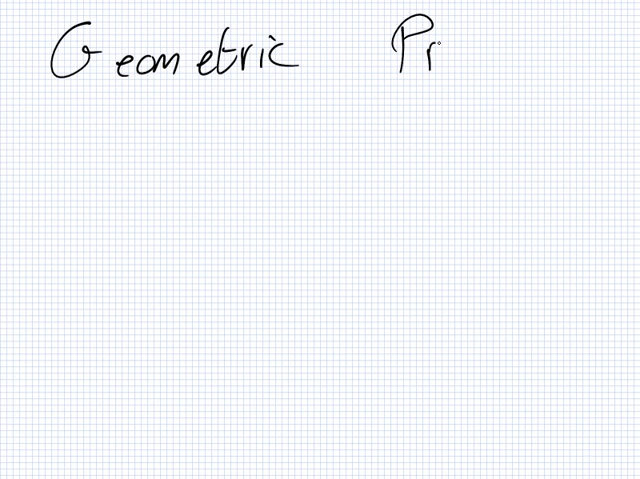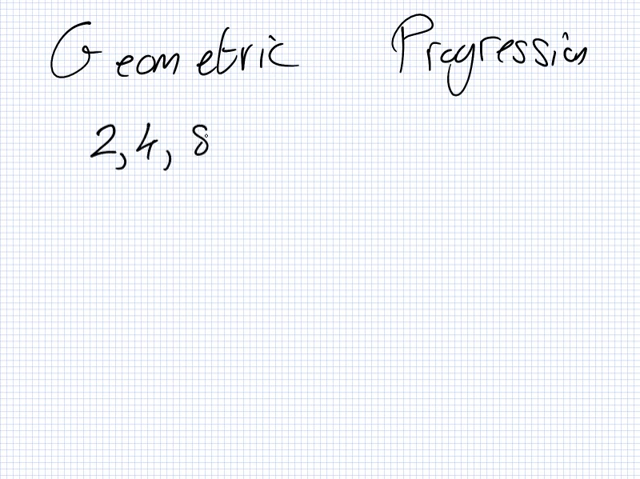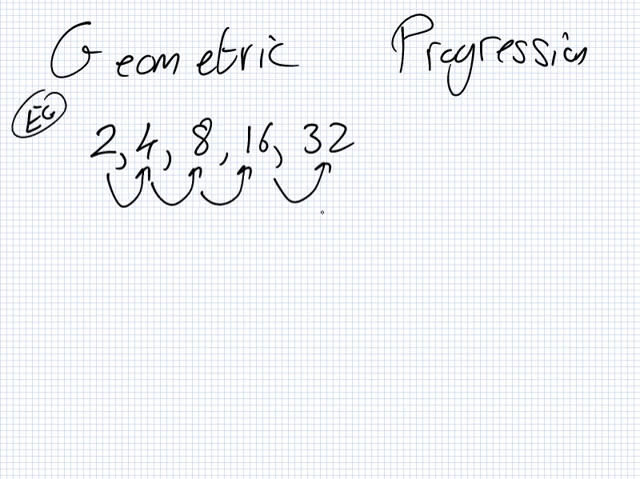Geometric progression. Okay, so an example would be 2, 4, 8, 16, 32. So each time I'm multiplying by 2. So the idea here is you have a term, we call it A, the first term, just like last time, and then you multiply each time by r.